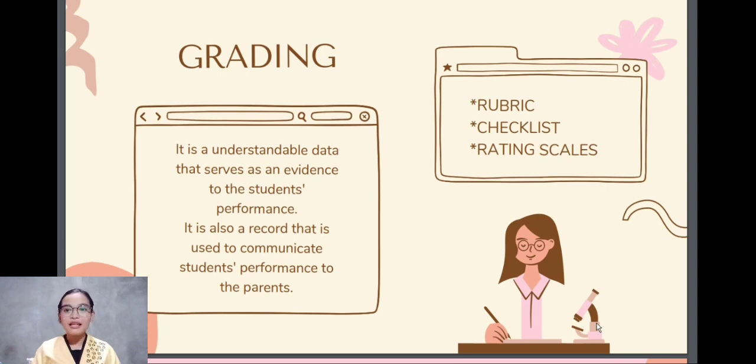So in grading performance assessment, we have rubrics, checklists, and rating scales. Each type of grading has its own standards that are agreed upon by different teachers or faculties and administration, which are used as a basis for grading or recording the students' performance. So all being incorporated in rubrics, checklists, and rating scales are agreed upon by other faculties or teachers.